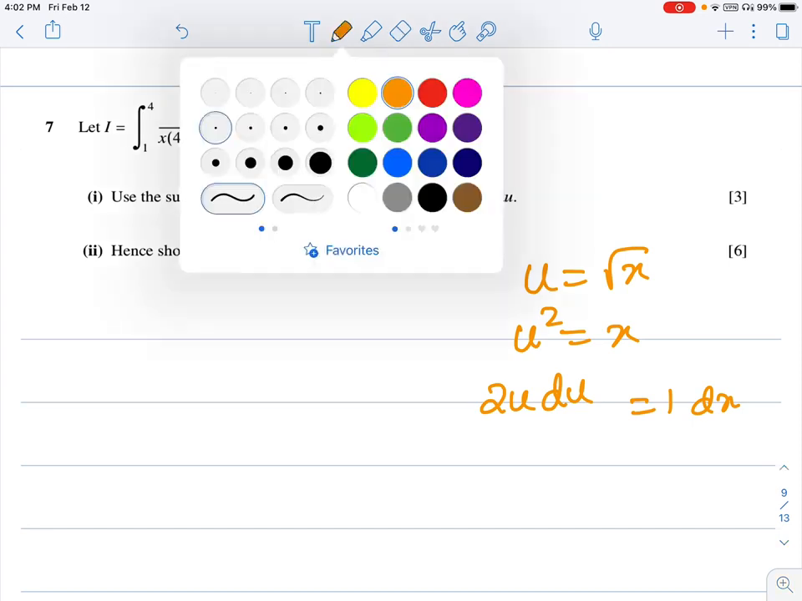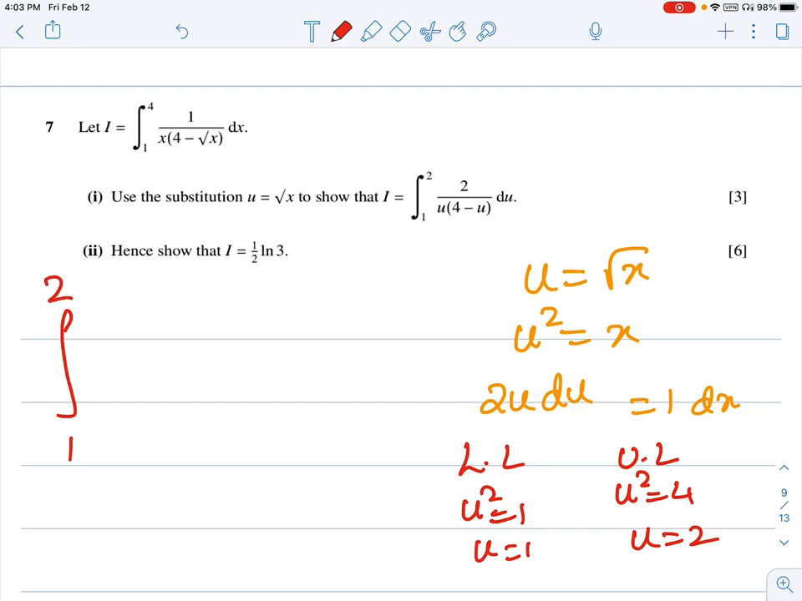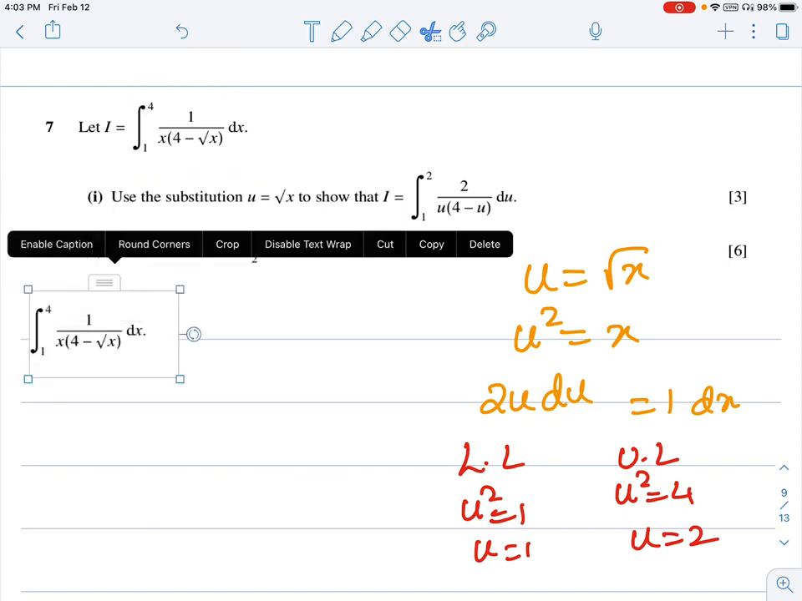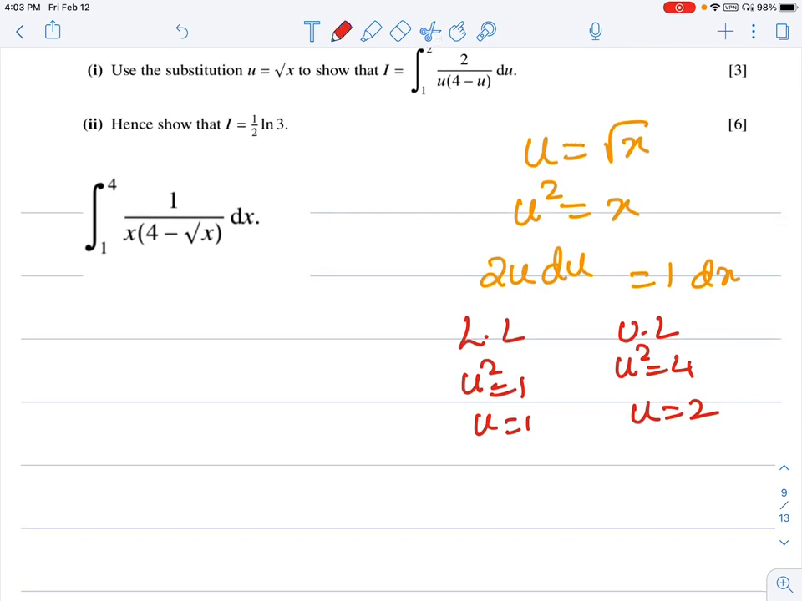Now I change the limits. Lower limit of x is 1, so u squared is equal to 1, u is equal to 1. Upper limit 4: u squared is equal to 4, u is equal to 2. So the limits will become 1 to 2. Let me copy this one so that it is easy to identify. I paste it over here, and the limits I did 1 to 2.